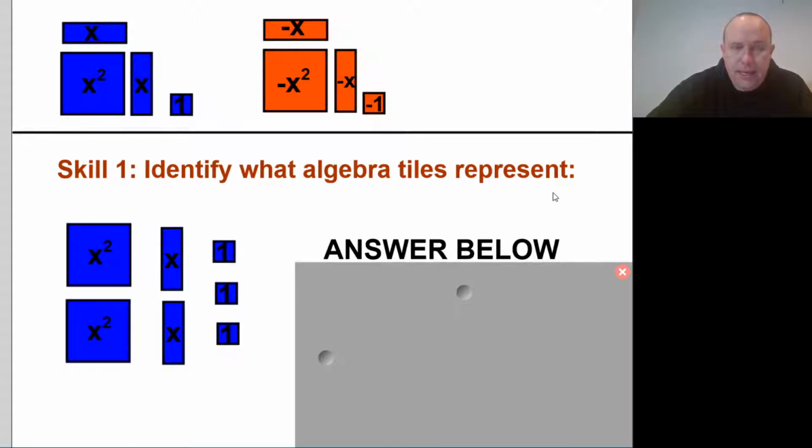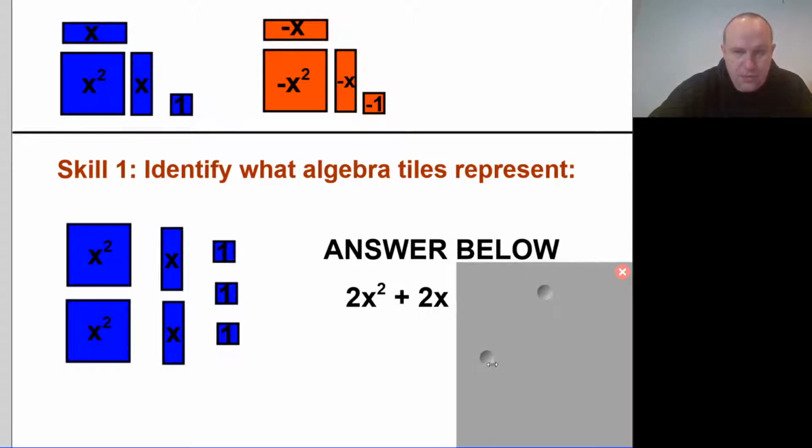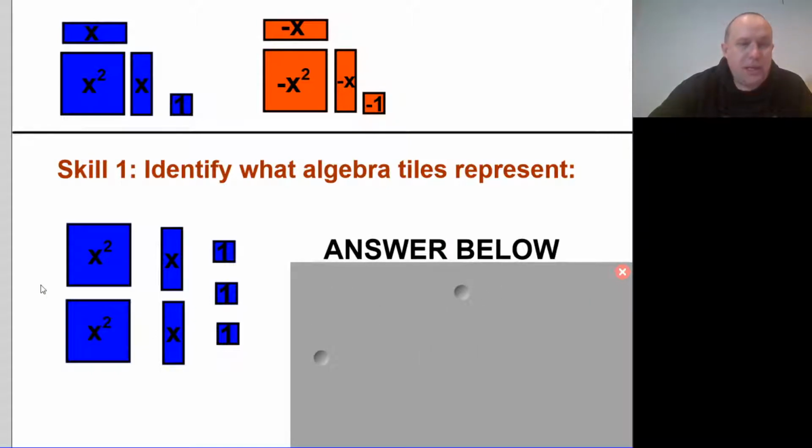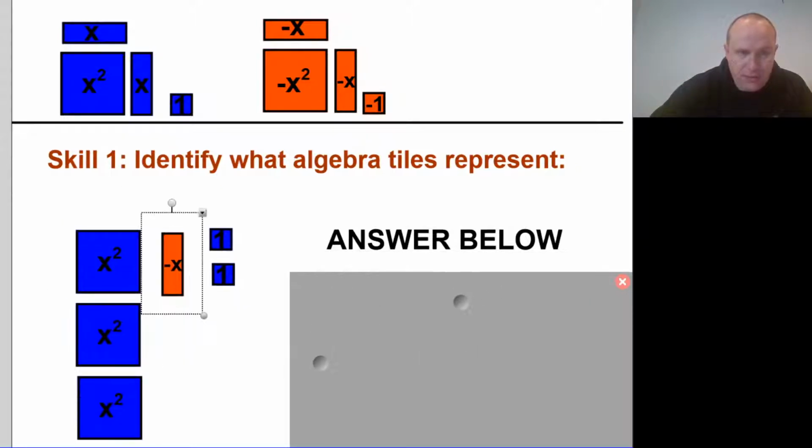So the first skill today is to identify what algebra tiles represent. So the ones in blue are going to be positive, the ones in red are going to be negative, but you can also see the negative signs here. So basically, this is just to remind us that we're collecting like terms here again. Same sort of thing we've been doing, really. So how many x squareds? 2. How many x's? Same thing, 2. Positive 2. How many of those little ones there? 3. So plus 3.